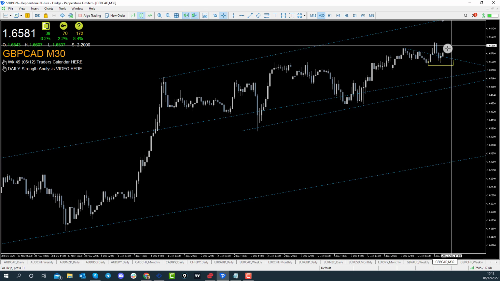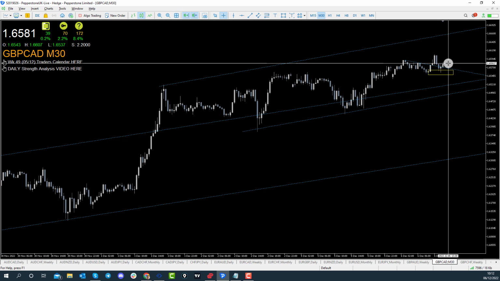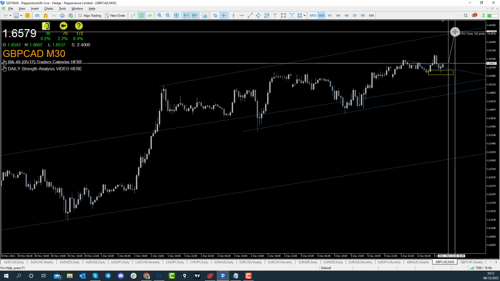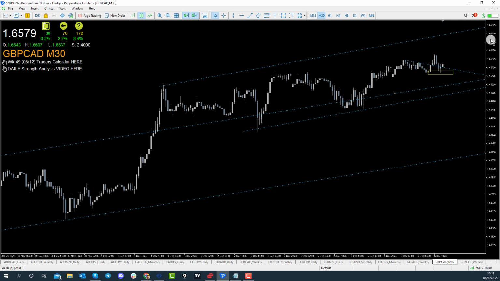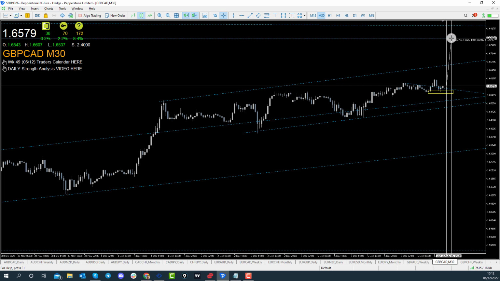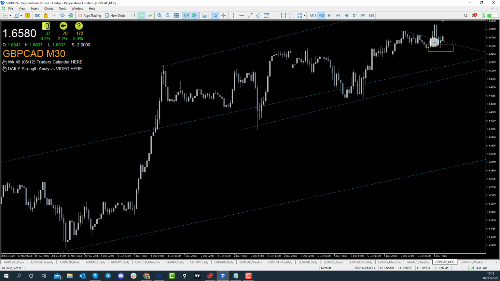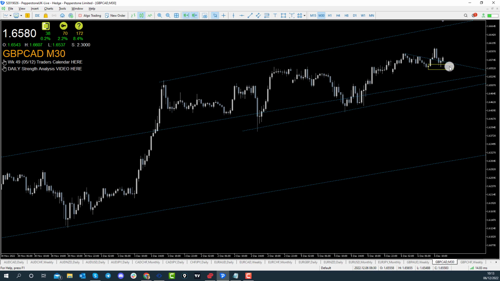So what we could be looking for are entries around here with our stops below the low, around about 40 pips, and our target could be highs of 80 pips, 90 pips, or even if we go for the main area of resistance, that 1.6775, there's over 200 pips to potentially go for on that potential move to the upside. So definitely something to consider for day traders and even swing traders, trend traders around this point, looking for that potential breakout continuation move here for pound CAD to the upside.